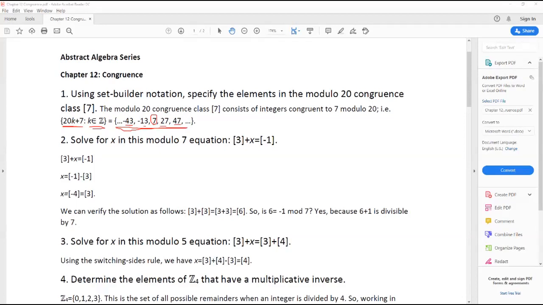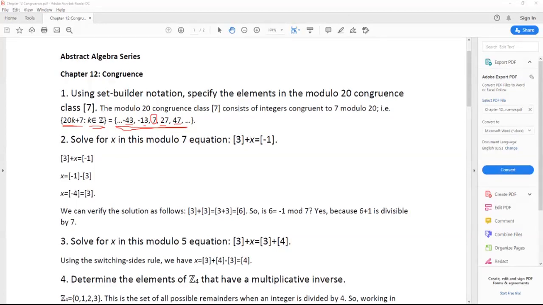Number 2, solve for x in this modulo 7 equation. So we have the class 3 plus x would equal the class negative 1. And fortunately, when we do modular arithmetic, the way to go about solving these is not really counterintuitive at all. So to get x by itself, I just subtracted the 3 class from both sides.